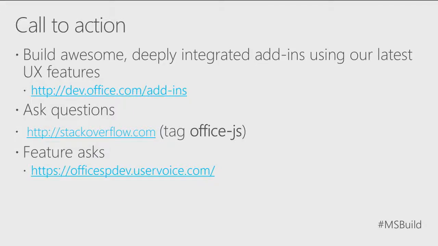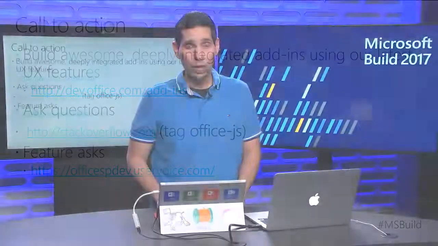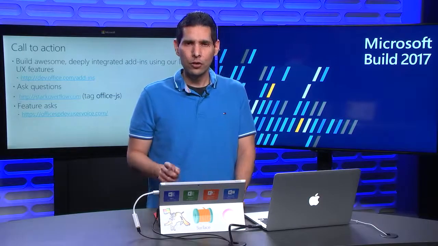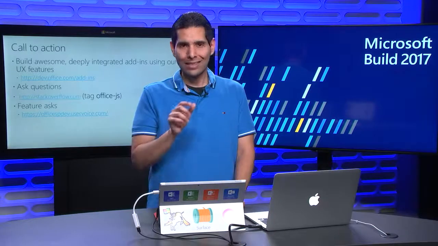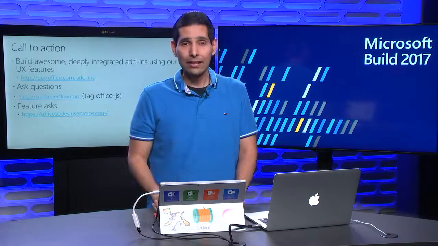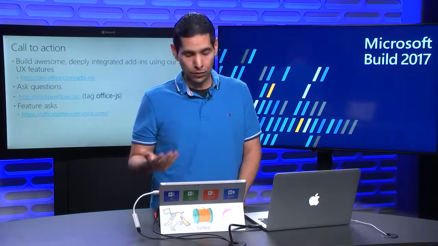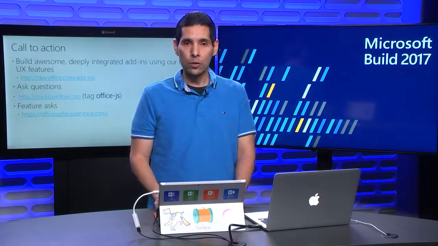Please go and build some awesome add-ins that deeply integrate into Office using the features that I just showed you. All the information that you need is at dev.office.com/add-ins. If you have any questions, please reach out to us on Stack Overflow. Just remember to tag your question using Office-JS. Lastly, if you have any feature asks or suggestions, please reach out to us via User Voice for Office.